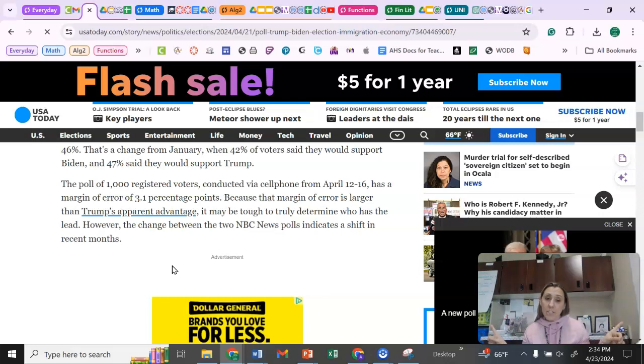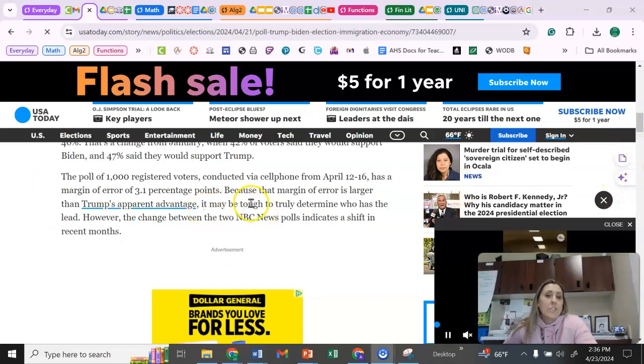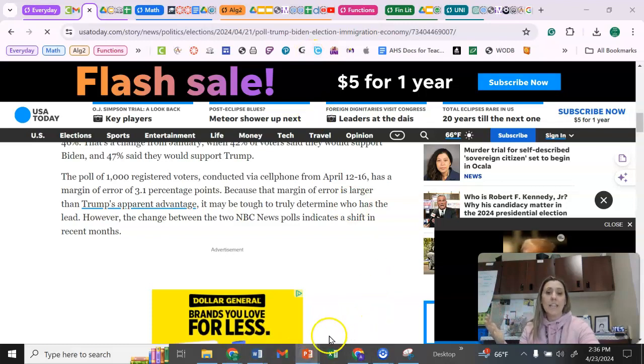It's 2 standard deviations away from the mean, and it's going to take 95% of our data. But our 1,000 registered voters, this is via cell phone. So this could be that a lot of young people are answering because they don't answer phone numbers they don't know. Could be a lot of different things. Now let's see what that margin of error actually means. So because that margin of error is larger than Trump's apparent advantage, it may be tough to truly determine who has the lead. So basically, this isn't telling us a whole lot because our margin of error is too high. So that's somewhere in real life where we've seen this kind of wording and data, and we are using this.